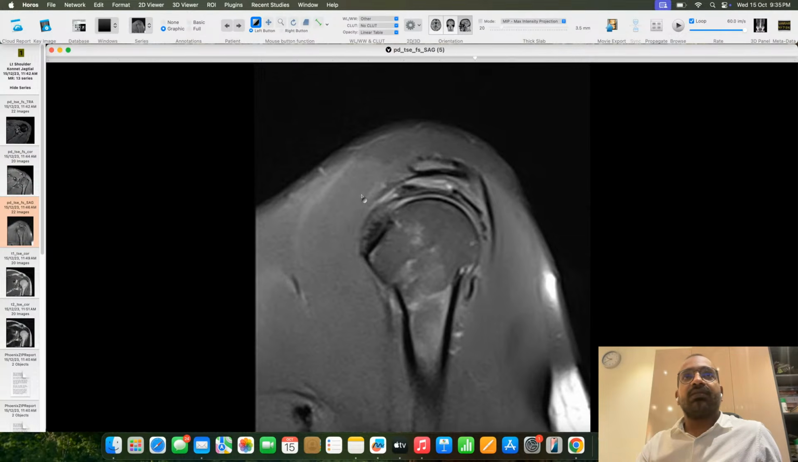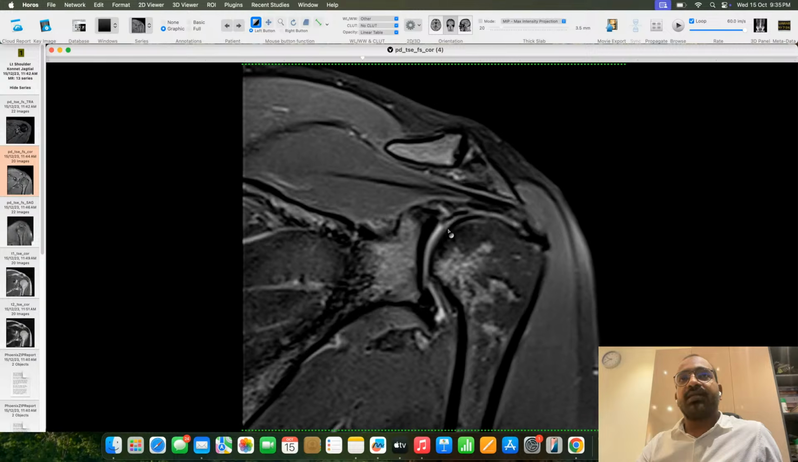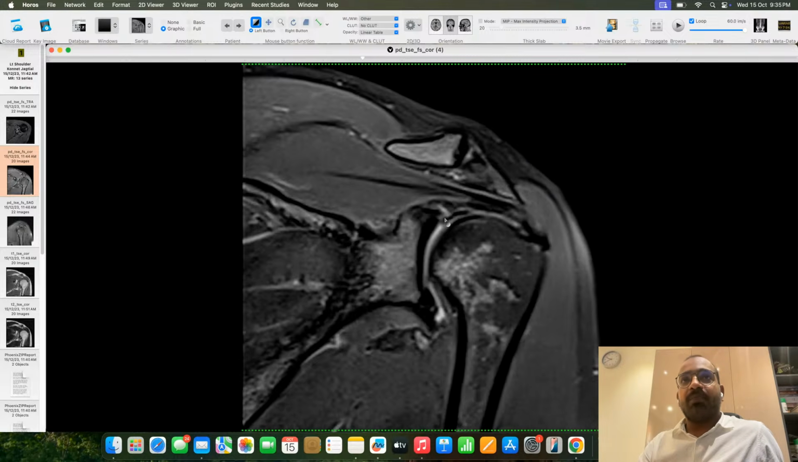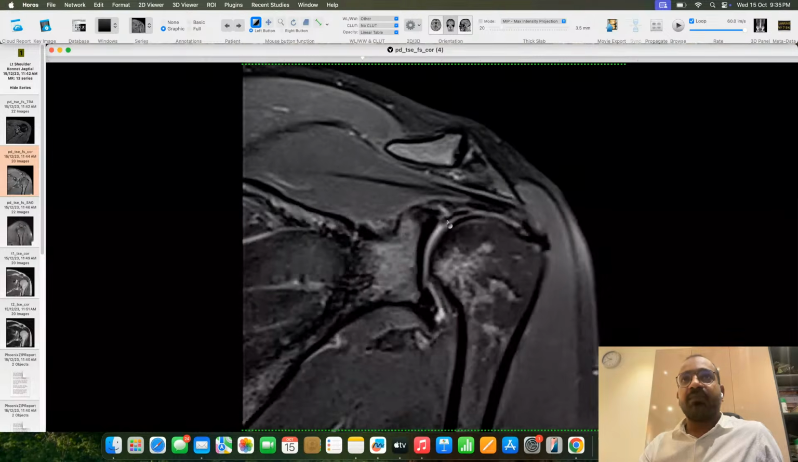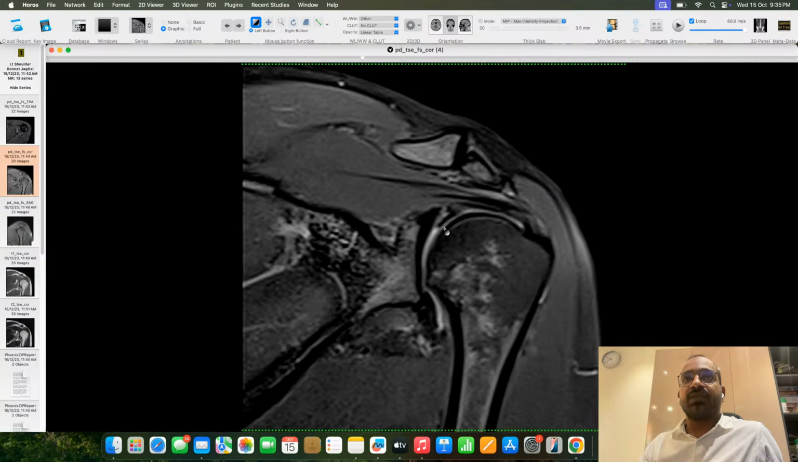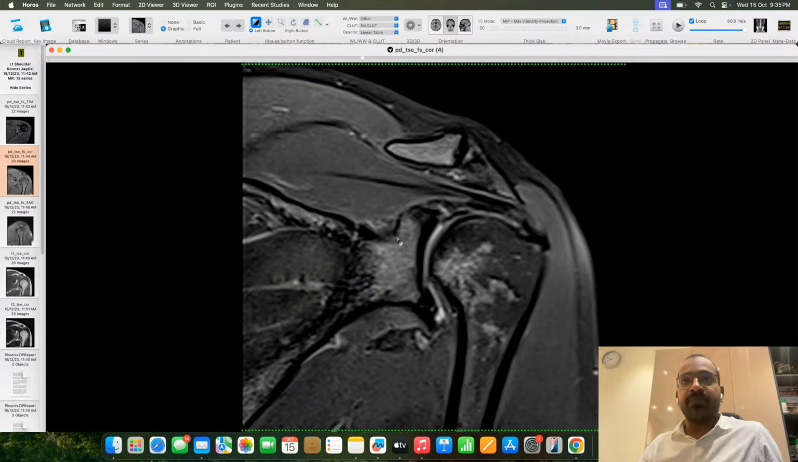You can see here there is increased signal intensity also in the sagittal images. So other than that, what is there? There is a SLAP, superior labral anteroposterior tear with the tear extending into the biceps anchor. This is a biceps anchor. If you see, this is a biceps anchor. So this is a superior labral anteroposterior tear with the tear extending into the biceps anchor. There is a SLAP tear.